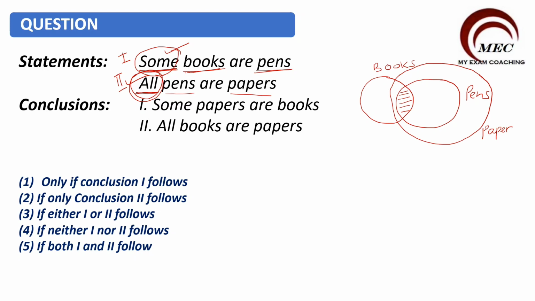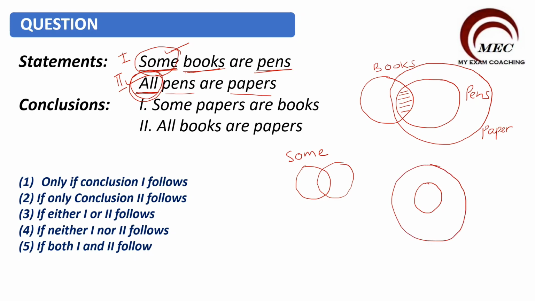Understand it very clearly. Some means we will be putting it like this. This is for the word some. All means we will be drawing the Venn diagram like this. This is for the word all. So these are the two words used here in the question. Some books are pens, so we have taken the first diagram. And second is all pens are papers, so all pens come under paper. That also we have drawn.